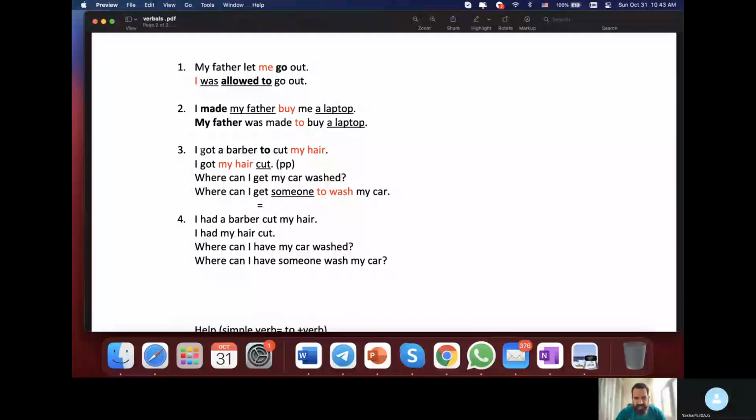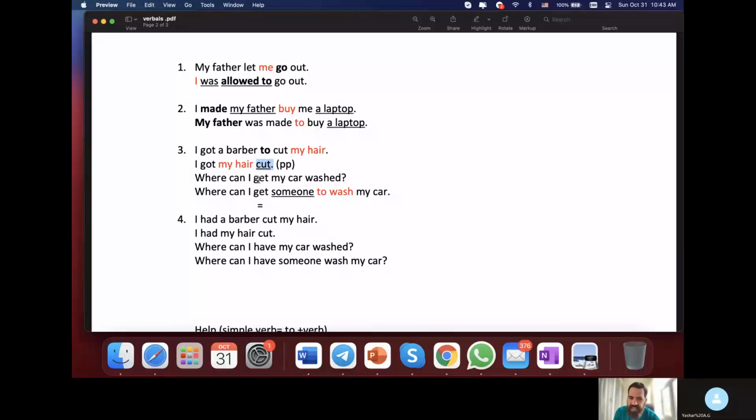When we have "get" or "have": I got a barber to cut my hair. So this "get" needs "to" when it is active. When it is passive, the structure is different: I got my hair cut, without "to." This "cut" is a past participle. I have my car washed, because "cut" is the same.